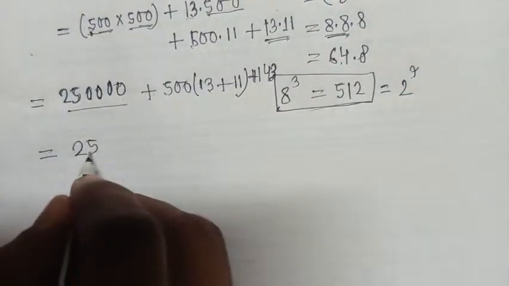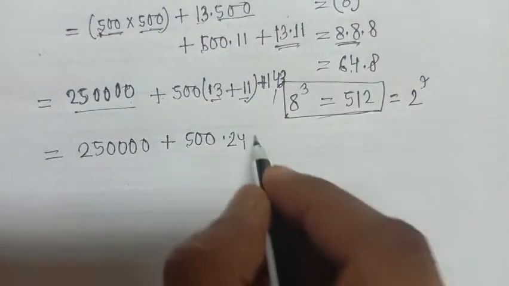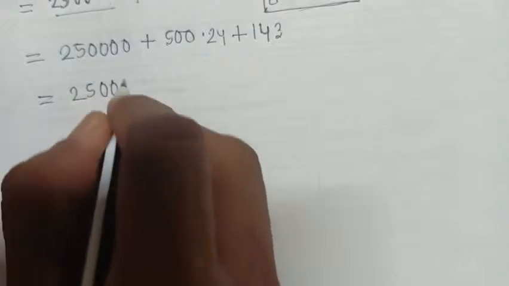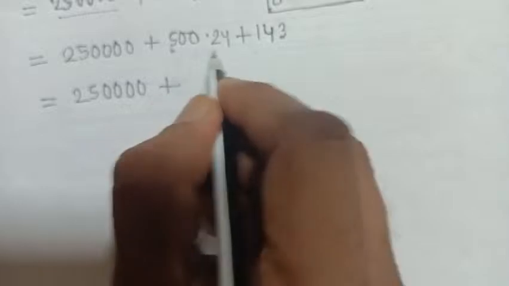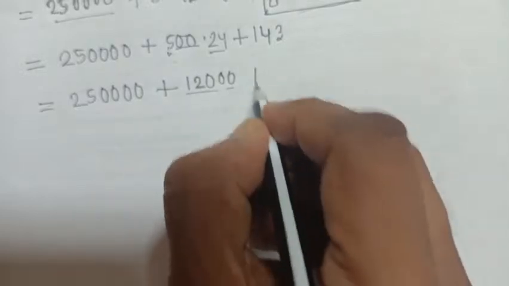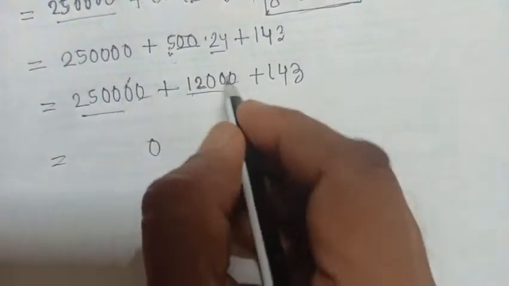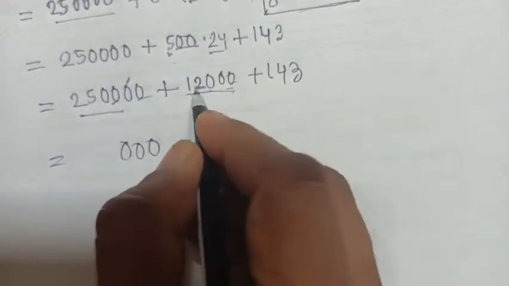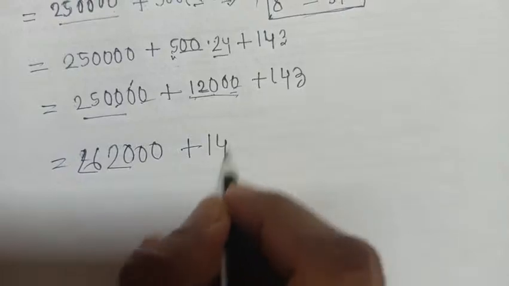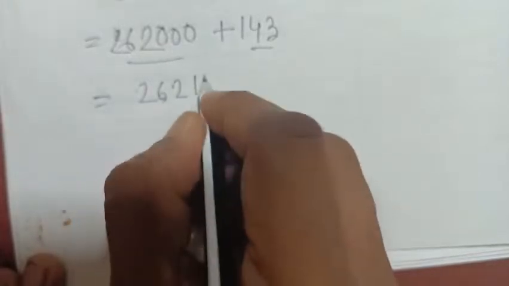Now we write the same: 250000 plus 500 into 2, which is 1000, plus 143. Adding these together, we get 262143.